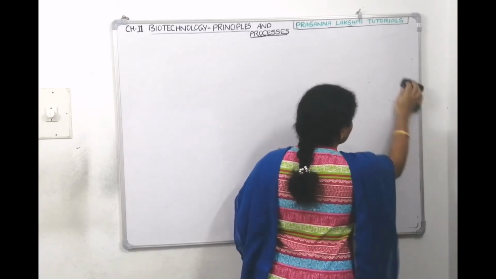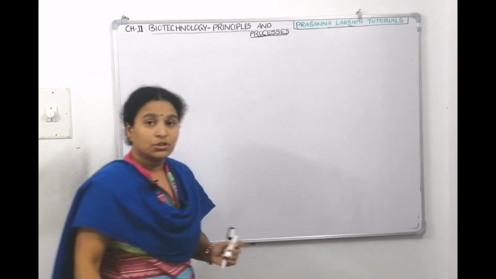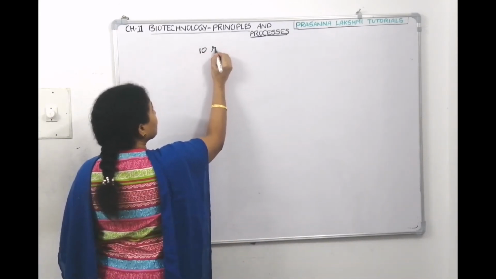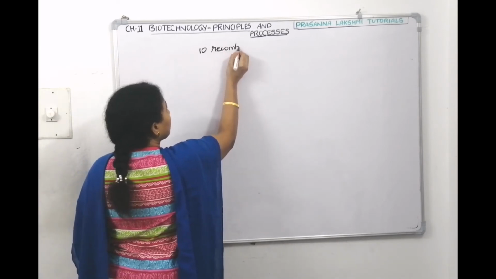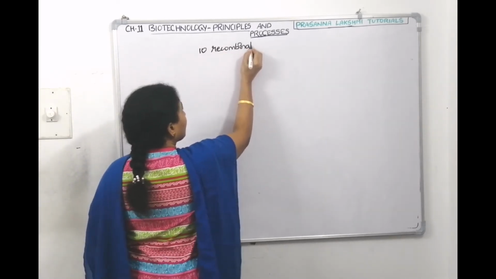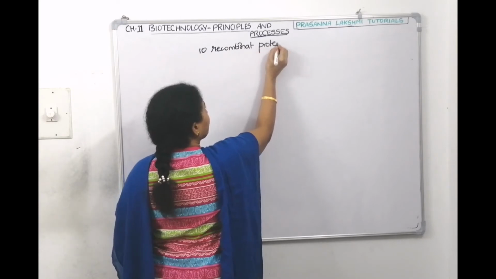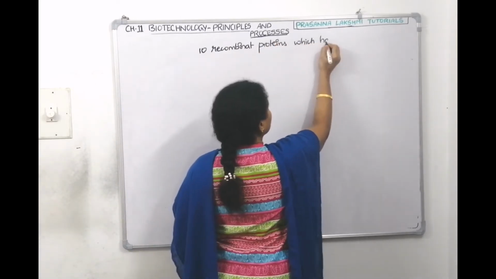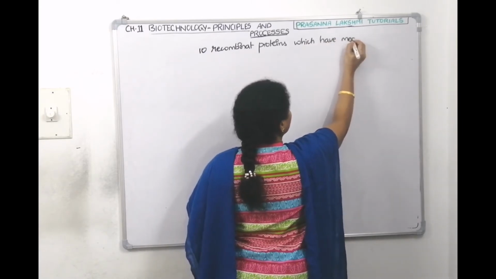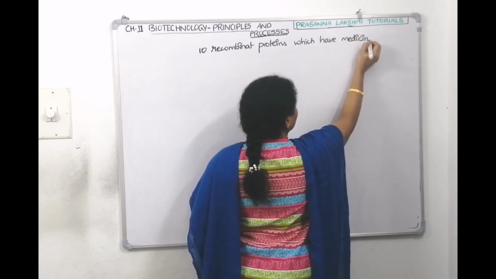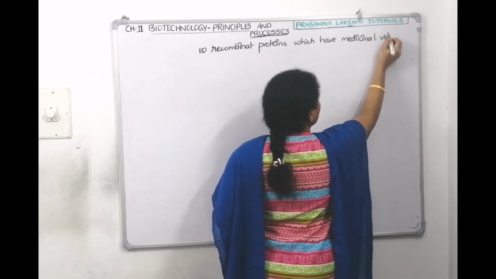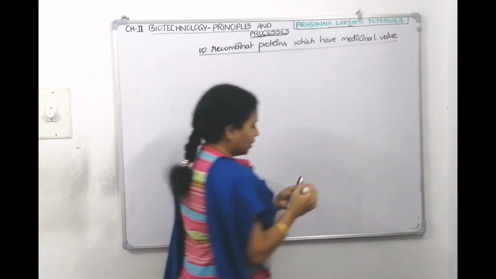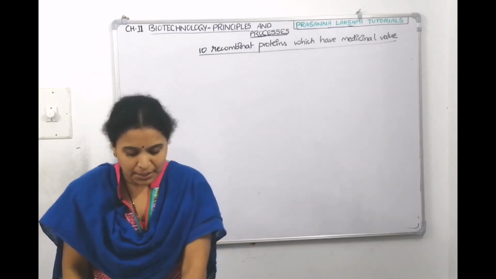Now let's work out 10 recombinant proteins which are used in therapeutics, which are used in medicines. They asked us to list 10 recombinant proteins which have medicinal value. This we need to talk about.